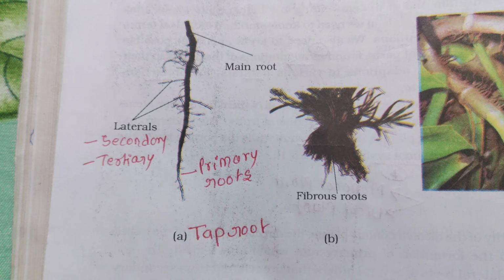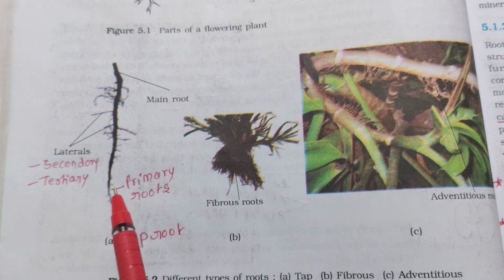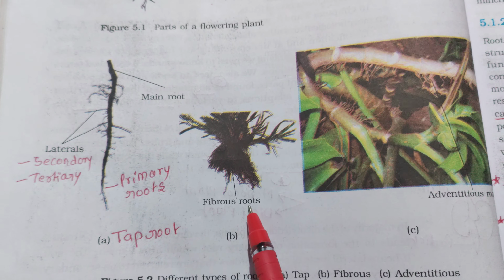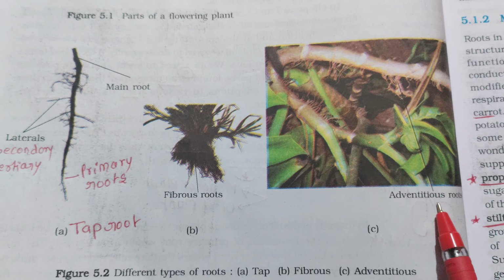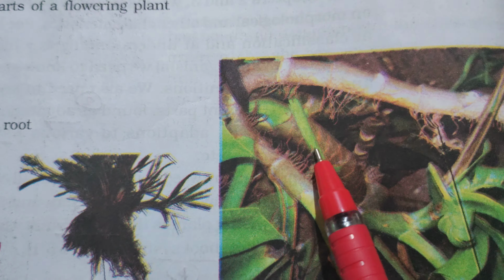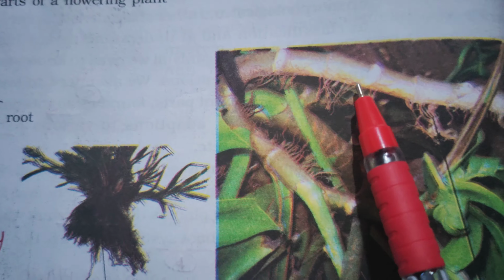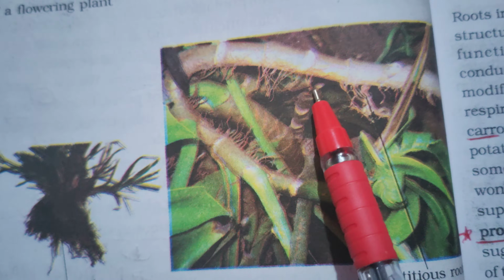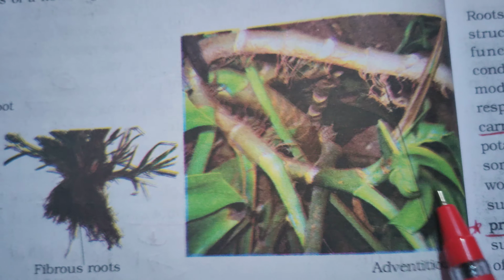Here there are mainly three types of root system. They have given the diagram. Here is a taproot system found in dicotyledon plants. This is the fibrous root system found in monocotyledon plants. And here is an adventitious root. In these adventitious roots, you can see the minute roots. These originate from the stem part of the plant. When this root system originates, it contacts the soil and starts absorbing nutrients and minerals, providing them to the leaves.